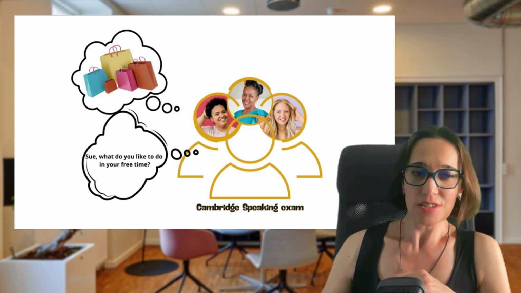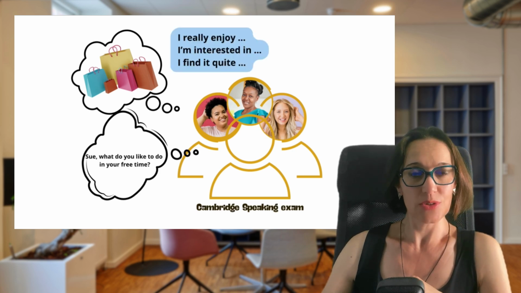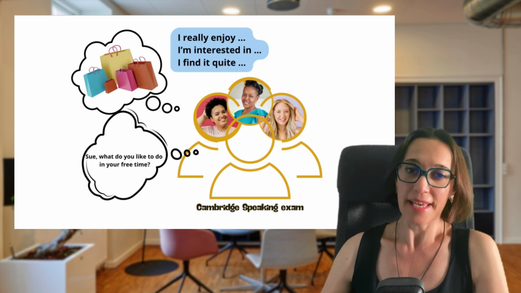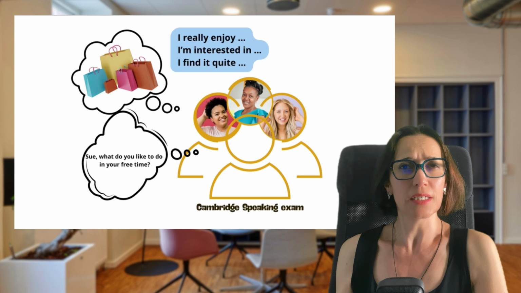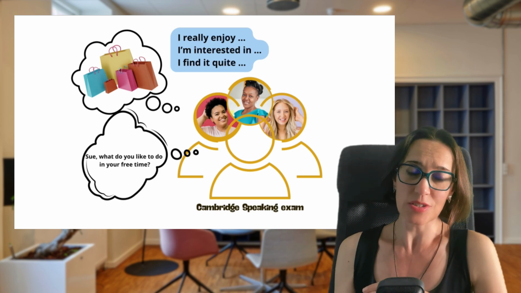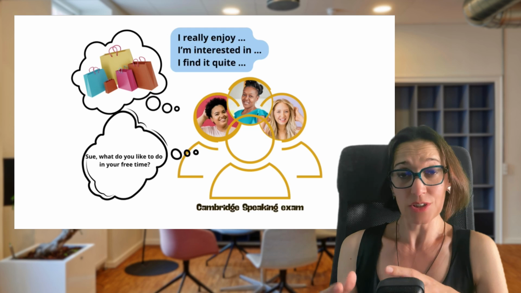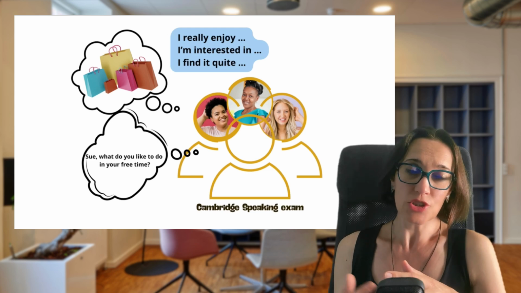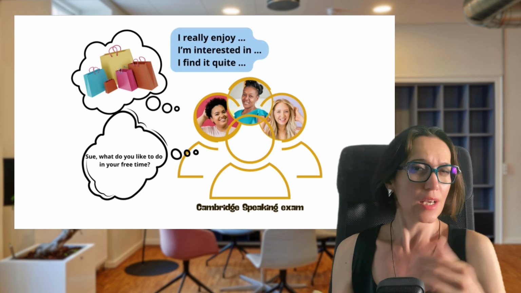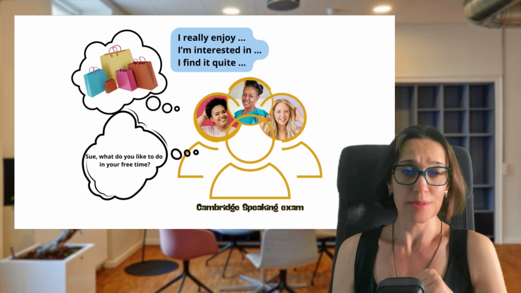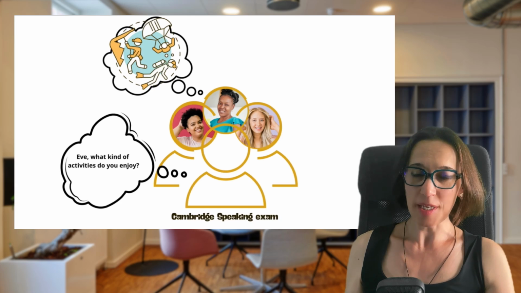The expressions Sue has used, here they are: I really enjoy, I'm interested in, and I find it quite exciting, I think she said. Well, these three expressions are referring to Sue's preferences, and show that she has reached a B2 level in English. Again, good job. Let's hear from Eve now.